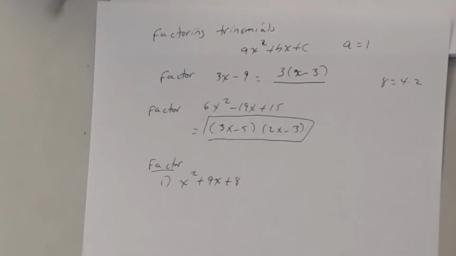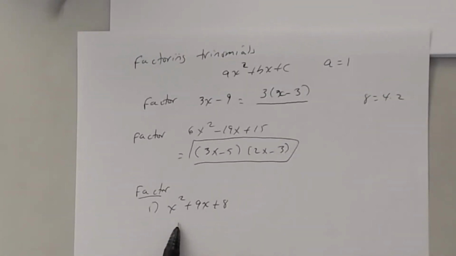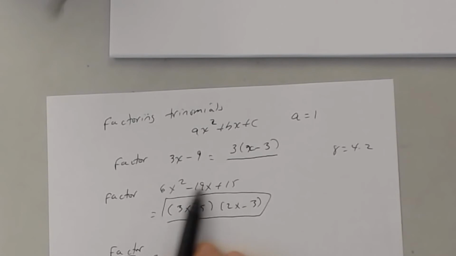Now, what I want to do next, though, and for the next few examples, it's going to work out this way. I want to factor this. Well, factoring, if you look at this, factoring means to take this trinomial and write it as a product of 2 factors.